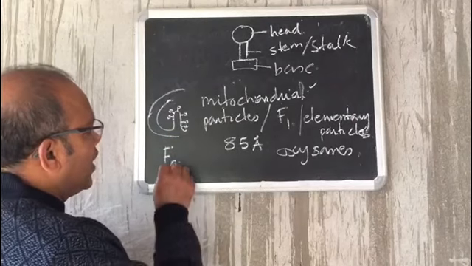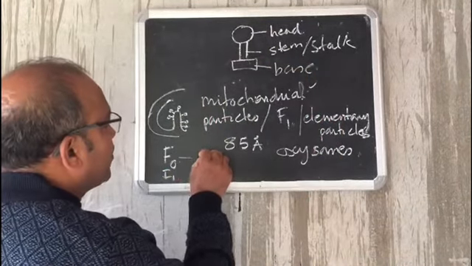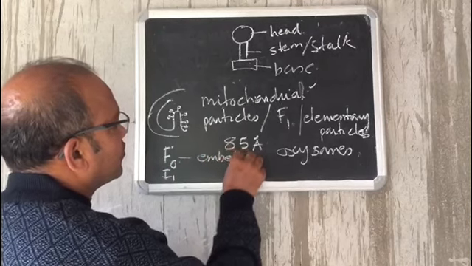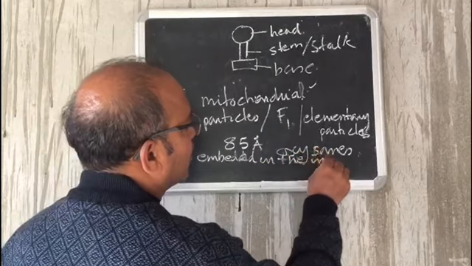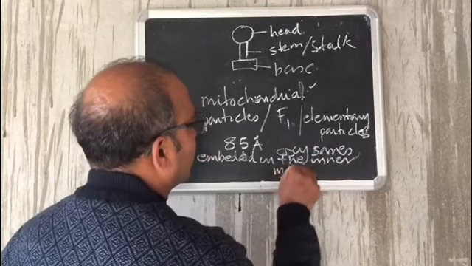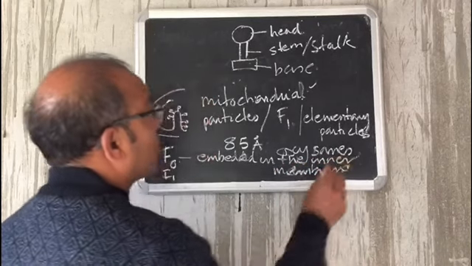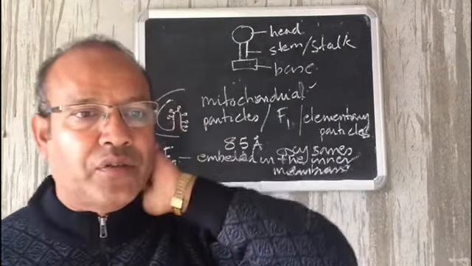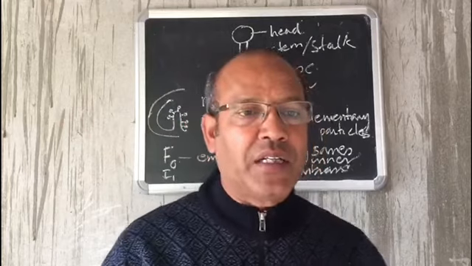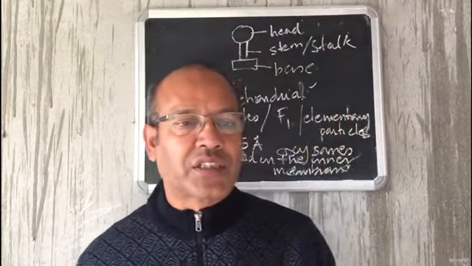F0 and F1. The F0 unit is embedded in the inner membrane. As I have talked about, the head and the stalk remain projected in the mitochondrial matrix, whereas the F1 unit projects into the mitochondrial matrix.